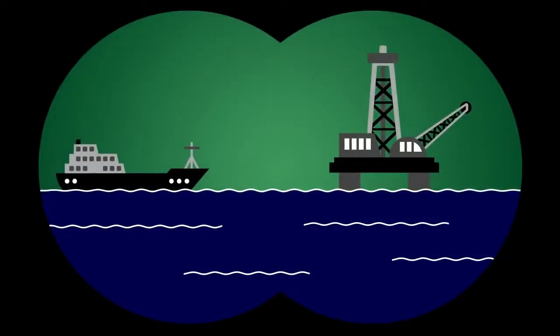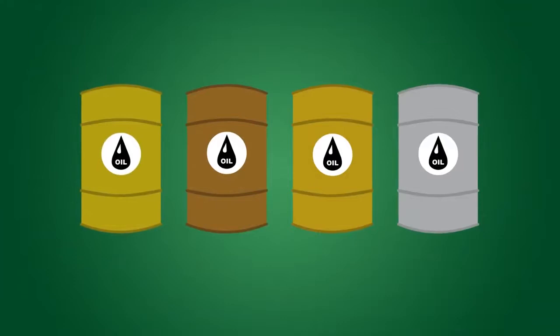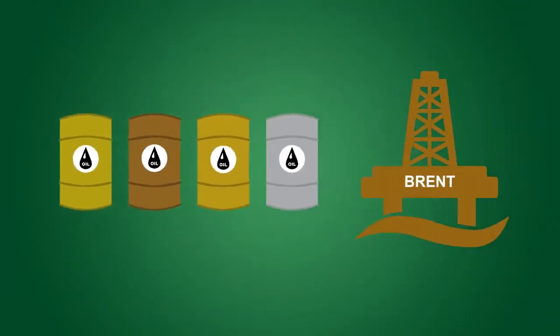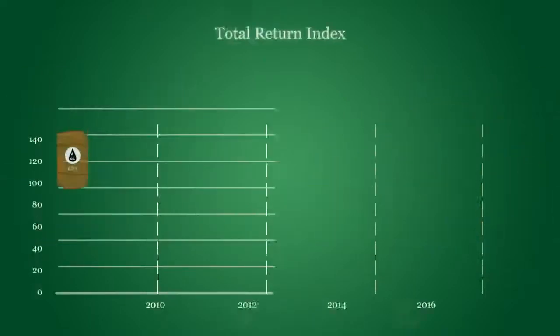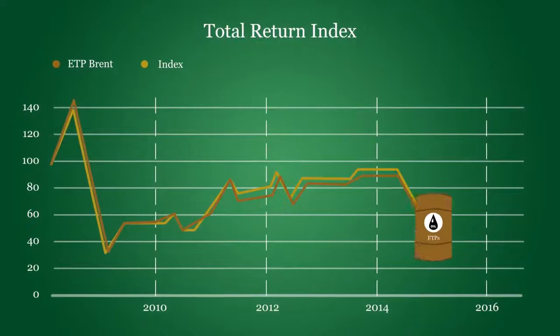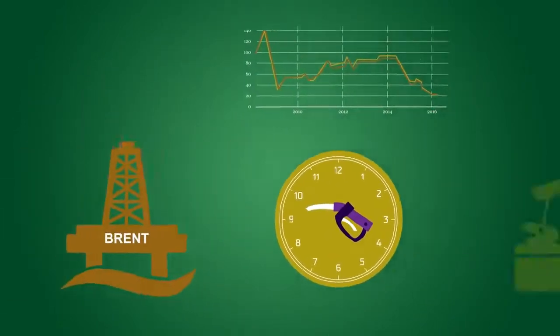Let's look at the crude oil market and see how ETPs fit in. There are many different grades of crude, but two oil-grade benchmarks dominate the global market: Brent crude and West Texas Intermediate. ETPs work by tracking total return indices underpinned by oil futures, typically based on the two major benchmarks.